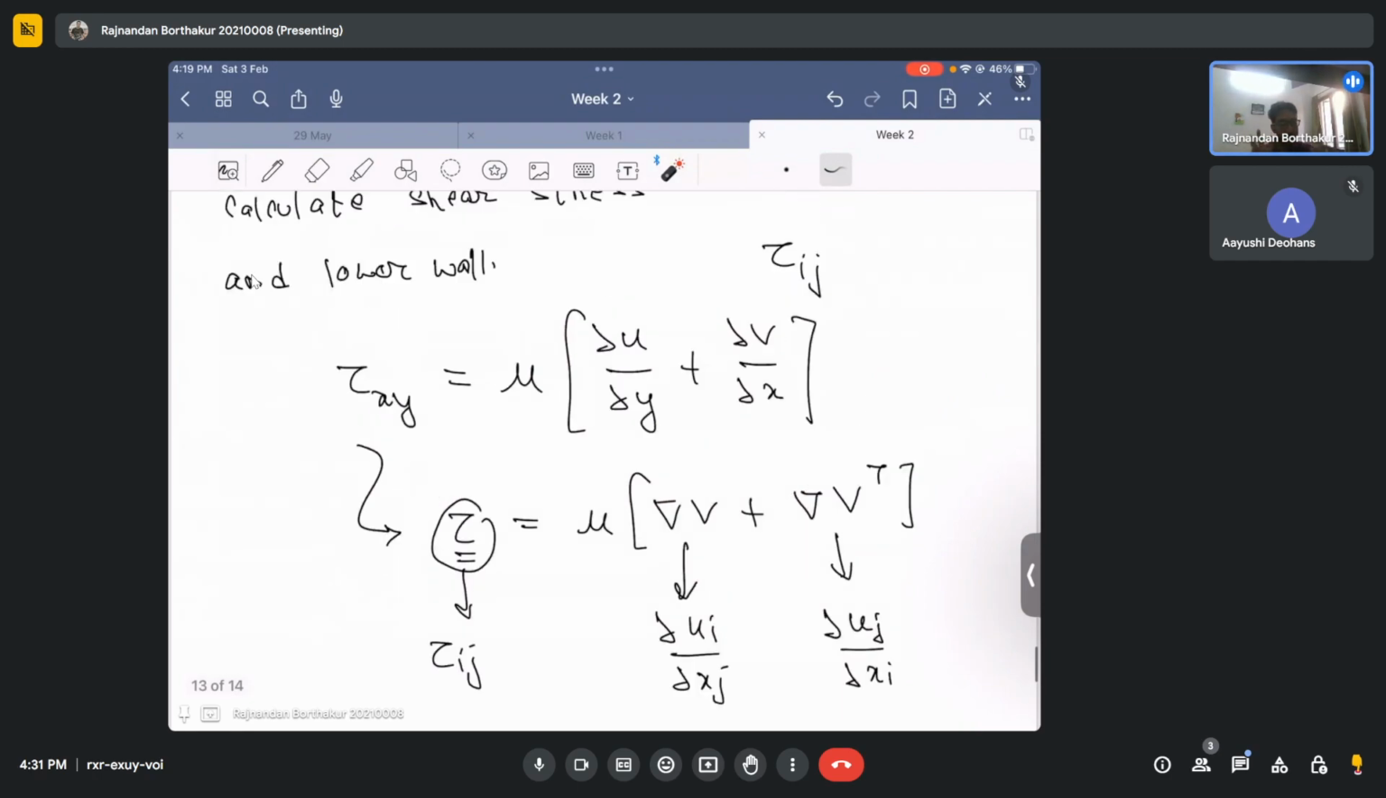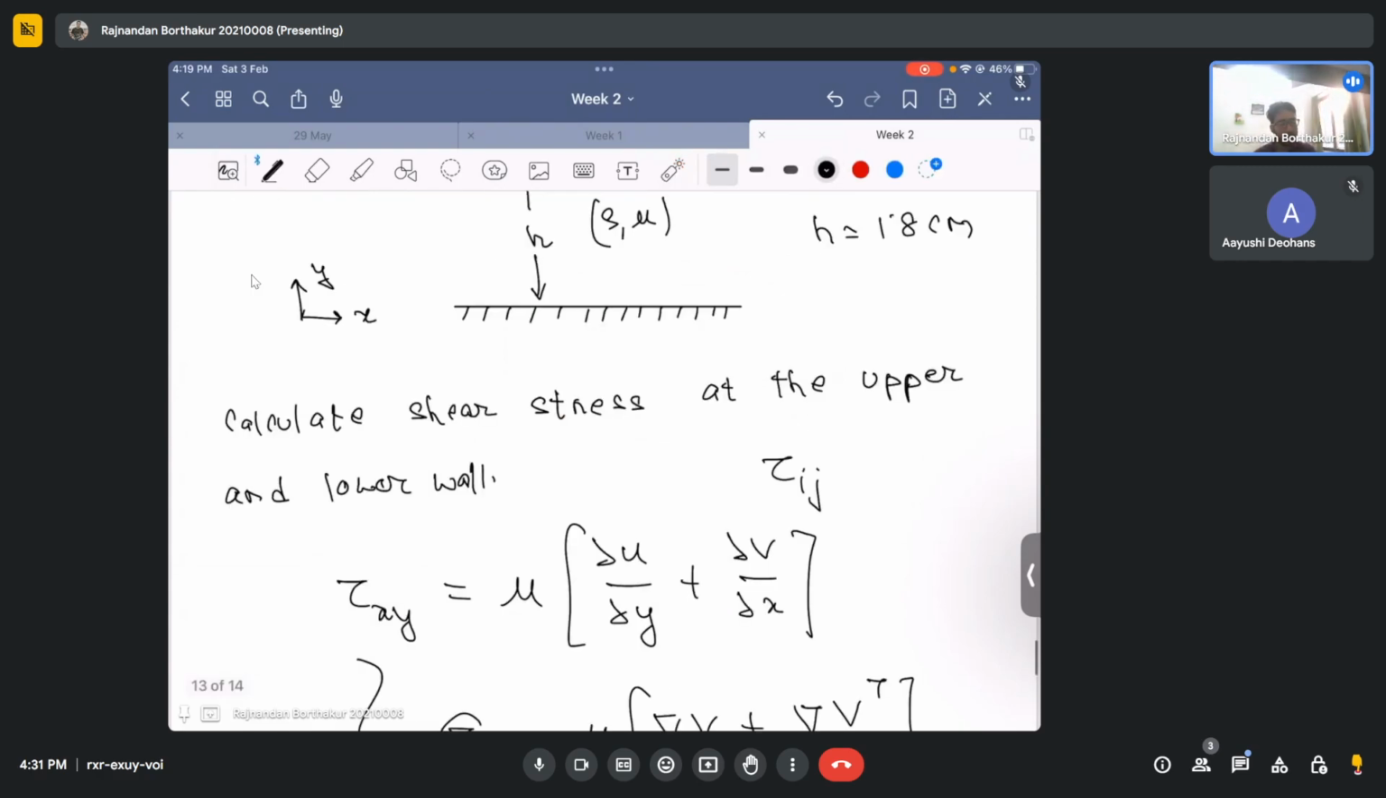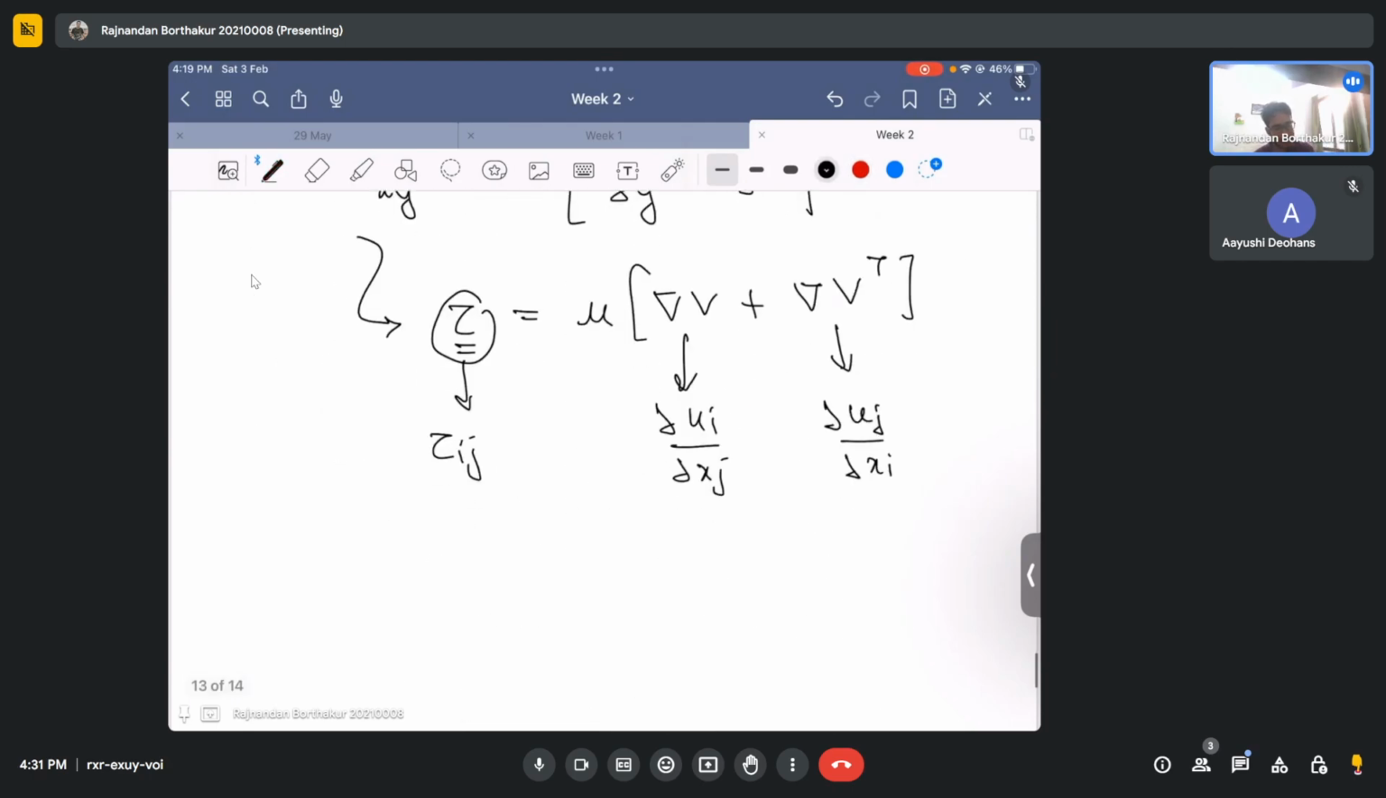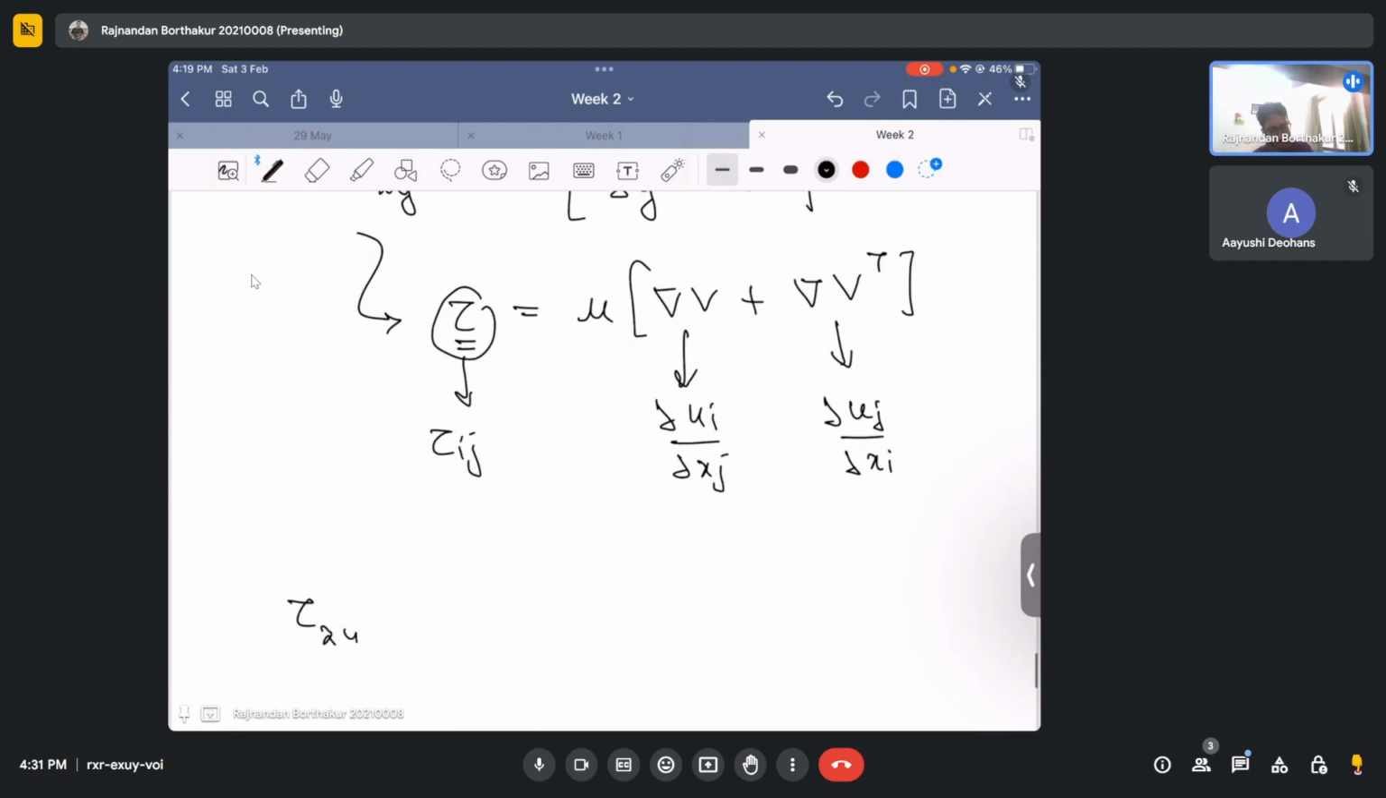However, in the xy plane, this simplifies to just this term, and since the flow is one dimensional, because this is a simple Couette flow, this v essentially goes to 0. Which means I just end up, as you have rightly said, with tau xy equal to mu times del u by del y. Now, what is this u? Because u is also not given in your problem. Can you tell me what this u is?